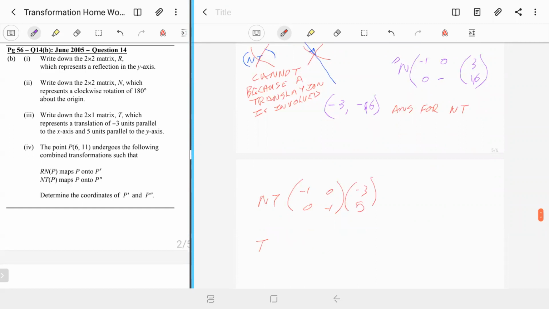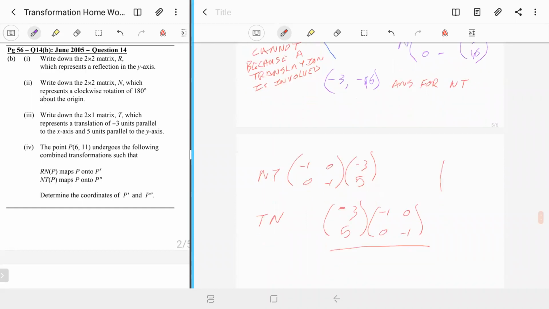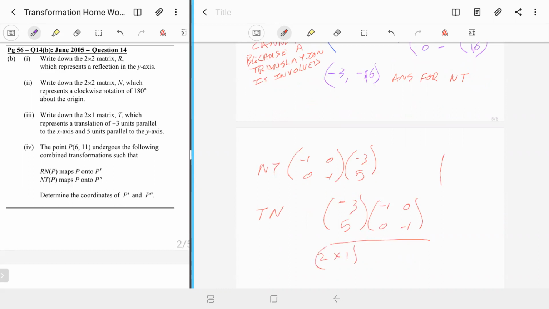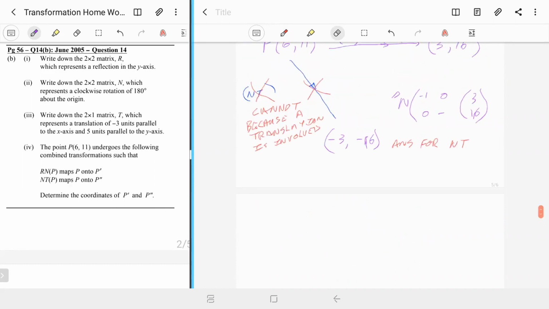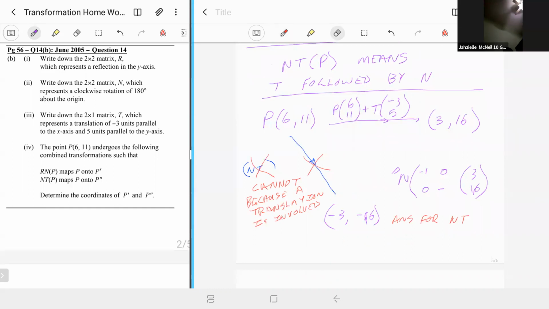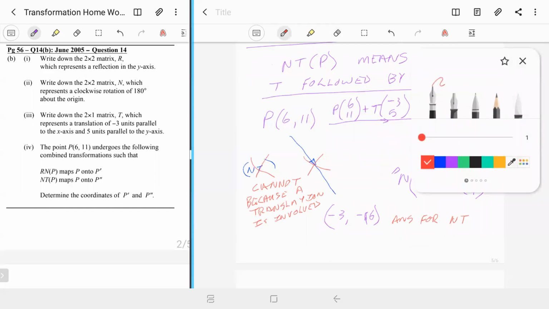But suppose instead the transformation was TN, meaning N followed by T. You couldn't multiply the negative 3, 5 times the matrix minus 1, 0, 0, minus 1, because you can't multiply matrices in that order. This would be a 2 by 1 and a 2 by 2. And because this has one column and this has 2 rows, you can't multiply. So you have to do something that can work in every case. But generally speaking, when translation is involved, you cannot form a single matrix. You cannot do it in one step. You have to do it in 2 steps. No shortcut when a translation is involved.